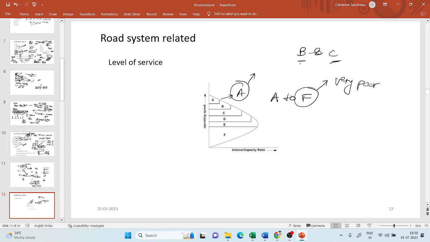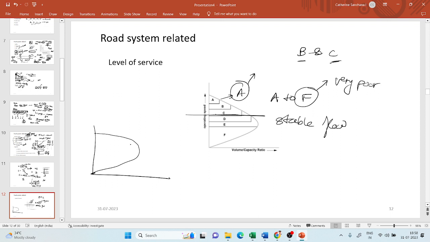And they say that up to level C, we will be able to get stable flow. Now, let me just try to explain this curve. So this curve is something like this. Okay, we saw something called capacity, right? Capacity, so this is the speed of the vehicle, and this is the flow or volume. Okay, flow or volume. Now this maximum value is what I will call capacity.